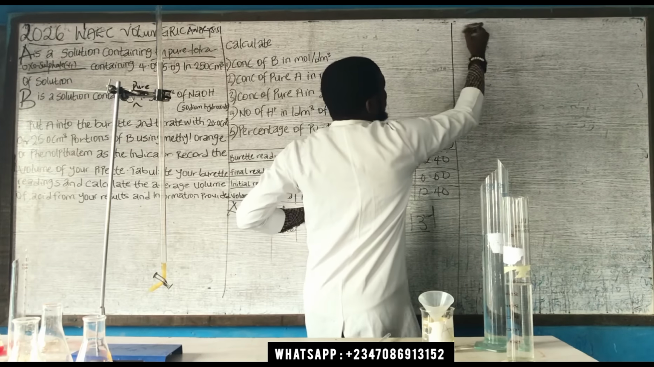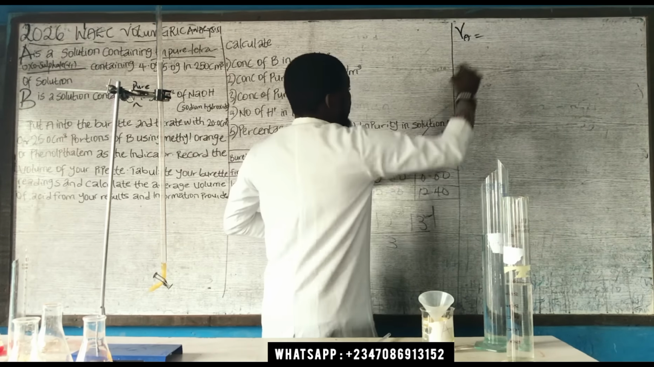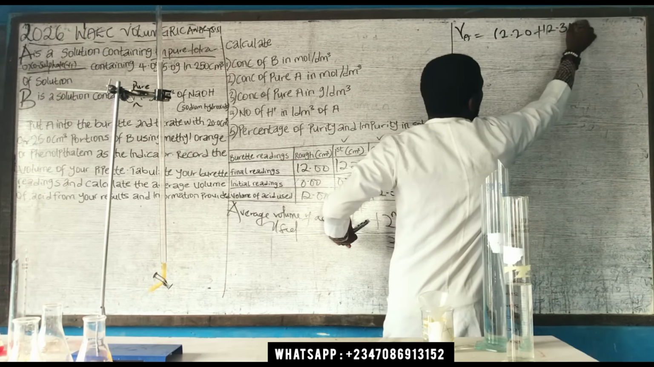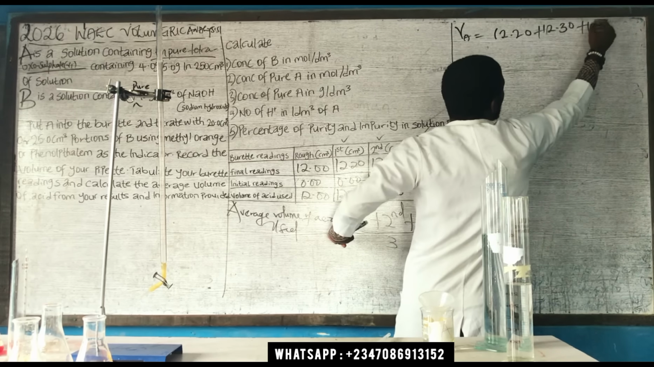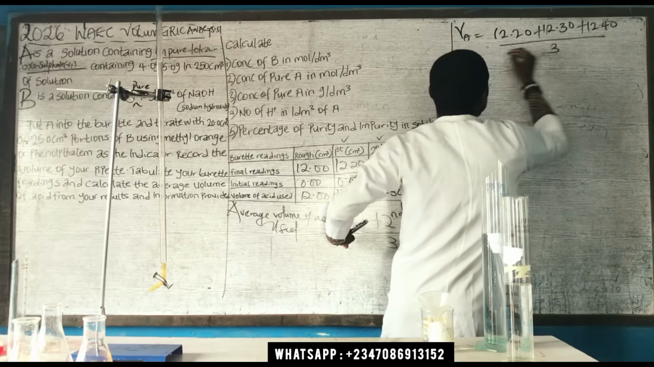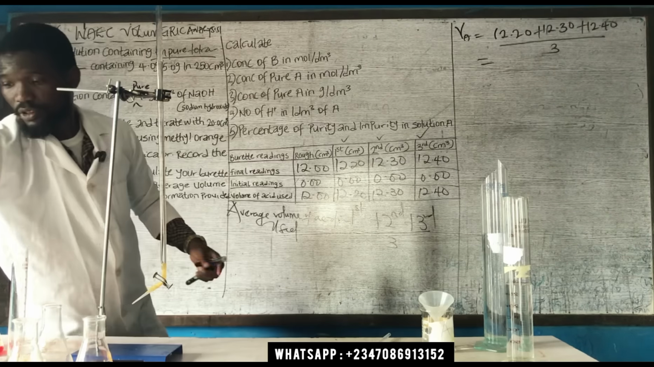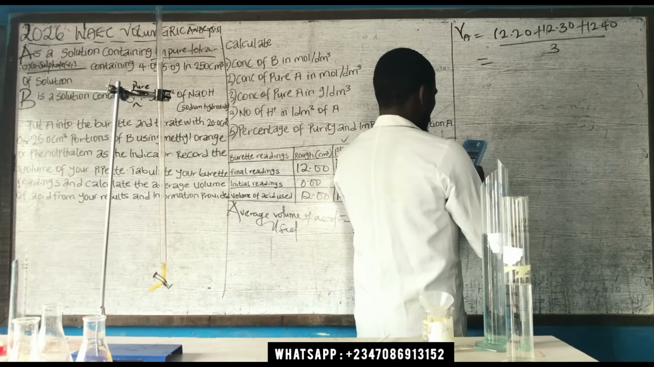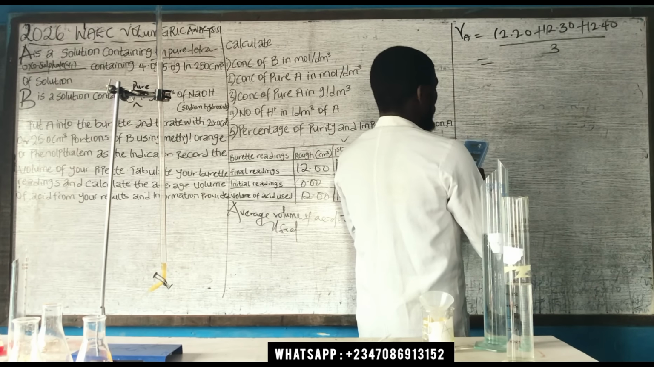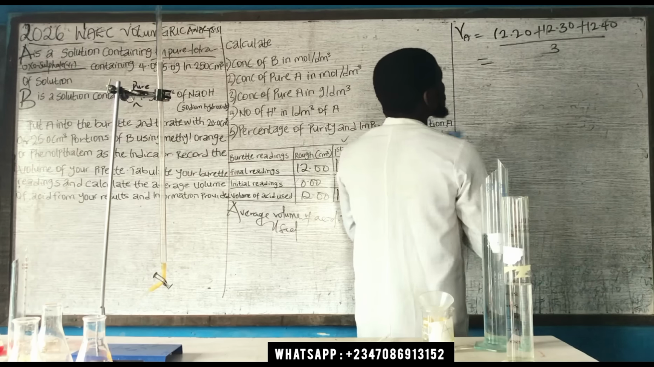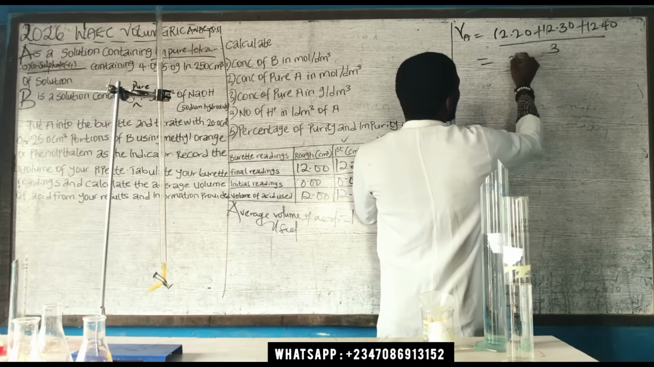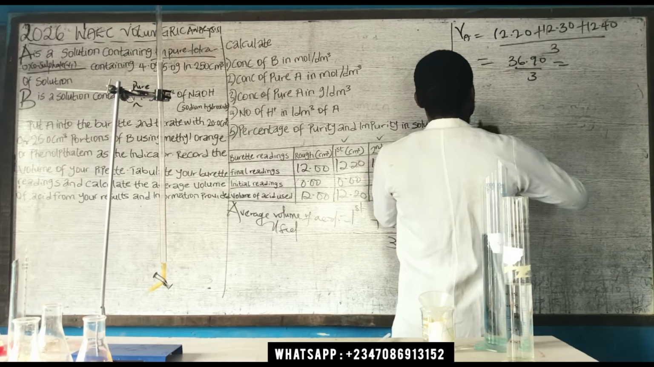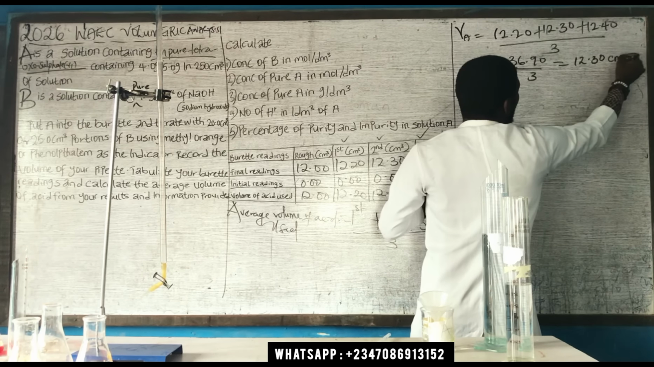Now, what is the value of the first one? So I have Va equal to 12.20 plus 12.30 plus 12.40 divided by 3. So we have 36.90 divided by 3. And our answer is 12.30 cm cube.